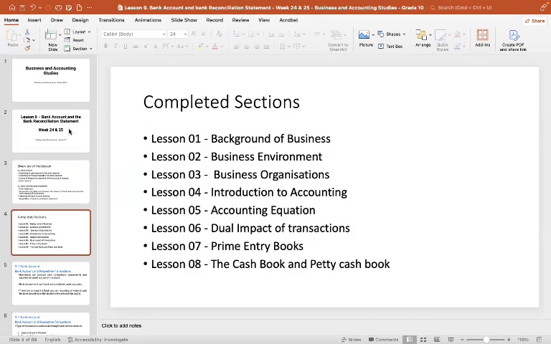So, what happened over the last couple of weeks? We learned these eight lessons, and in terms of accounting, we did almost five lessons: introduction to accounting, accounting equation, dual impact of transactions, prime entry book, the cash book, and petty cash book. And today we are in bank account and the bank reconciliation statement.